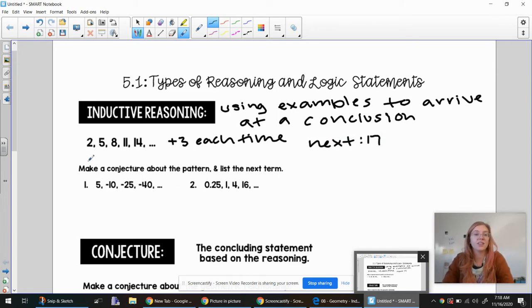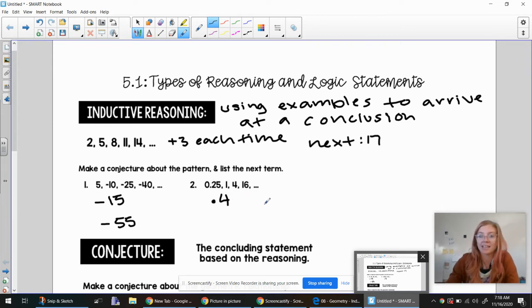Go ahead, pause this video, make a conjecture about these patterns, and then check your answer once you're done. So you probably paused the video, and you might have noticed that these patterns are minus 15 each time. So the next term would be negative 55. And this pattern is going to be multiplied by 4 each time. So the next number would be 64.